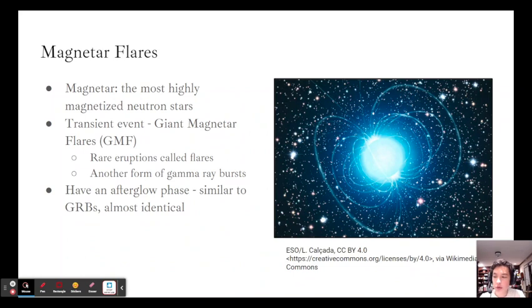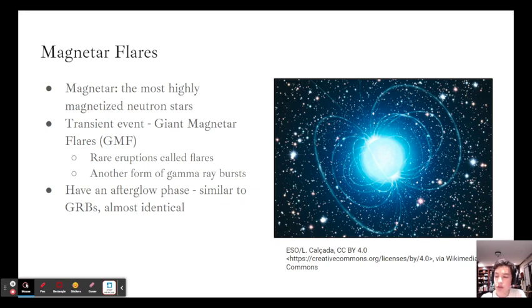Magnetar flares are the most highly magnetized neutron stars. They form in a different way than other progenitors for gamma ray bursts. They are about 1,000,000,000,000 times stronger than the magnetic field of Earth. Magnetars rotate about twice as fast as normal neutron stars. The fastest ones get up to about 1.4 rotations per second. The magnetic field is constantly shifting, and the transient event of magnetars is called giant magnetar flares, or GMFs.